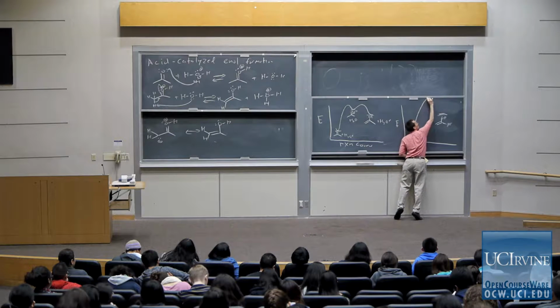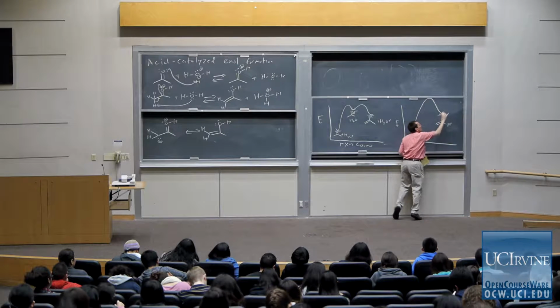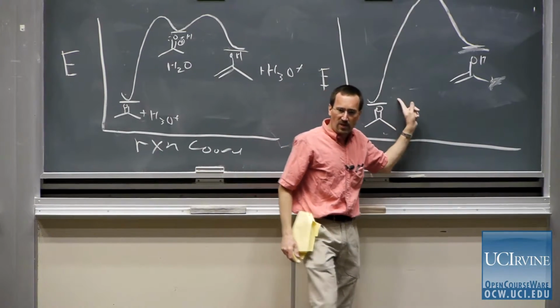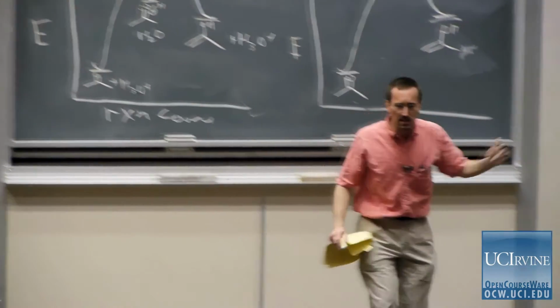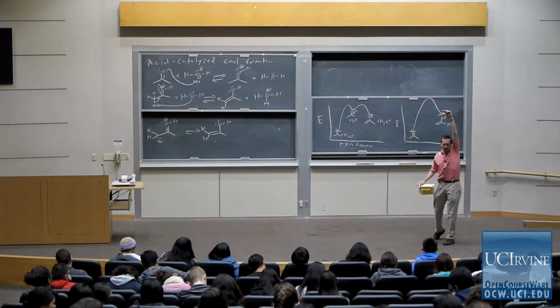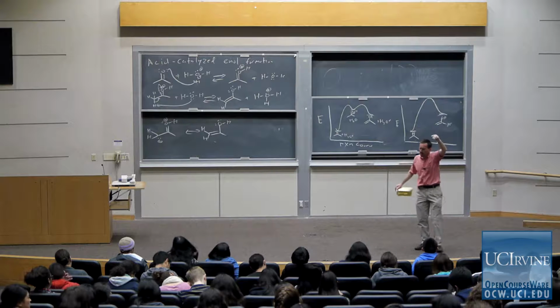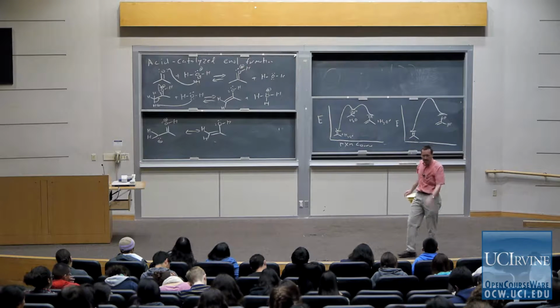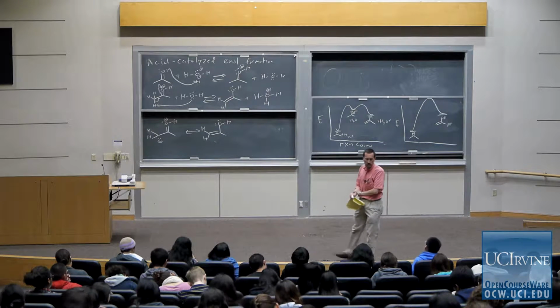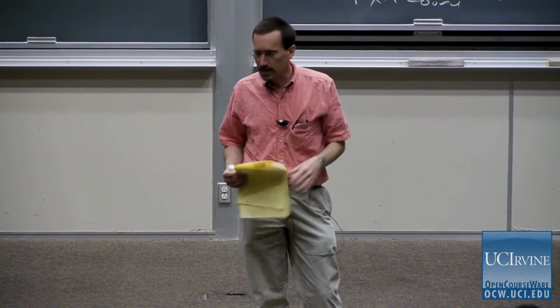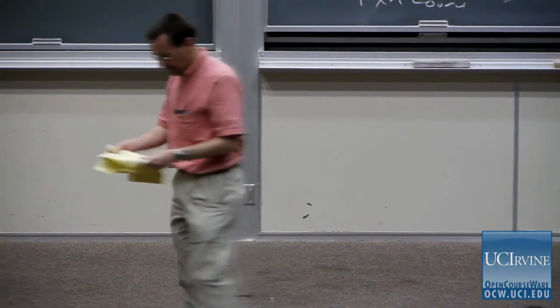In other words, there is hypothetically a one-step mechanism that converts acetone to acetone enol, but the energy barrier is much higher. So when any acid is present, and that includes that 10 to the negative 7th molar H3O plus hydronium ion in pure water, acid can catalyze this reaction.